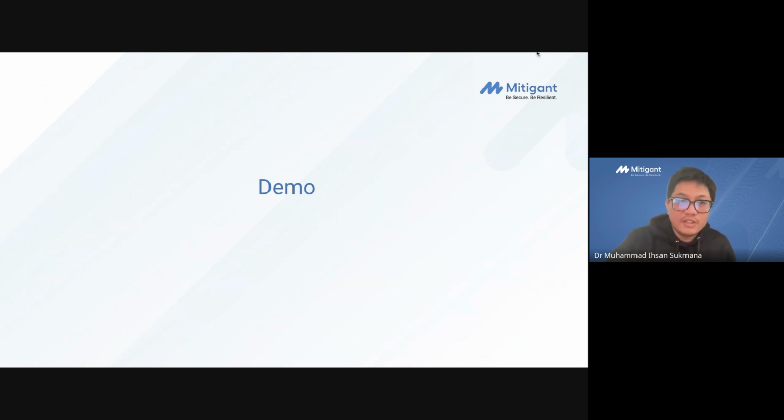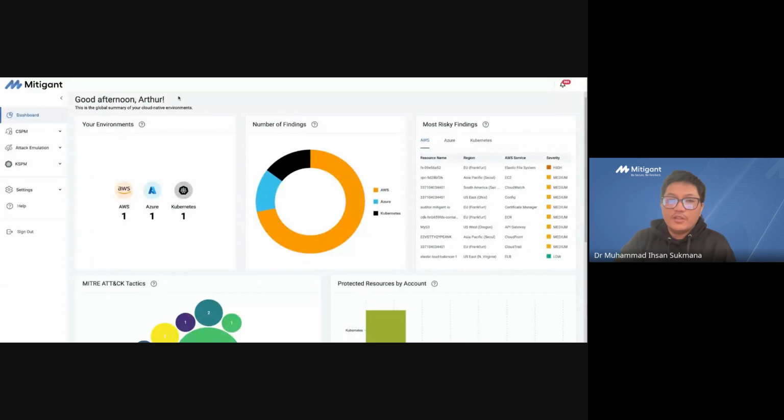So I'm going to show you a very short demo of what Mitigant can do in this regard. I hope that you can see the Mitigant user interface here. We provide a SaaS solution, so you can connect your cloud accounts within 15 minutes, and we require certain access permissions to your cloud accounts. You can connect your AWS account, Azure account, or Kubernetes cluster within Mitigant, and in 15 minutes the assessment and onboarding is already done.